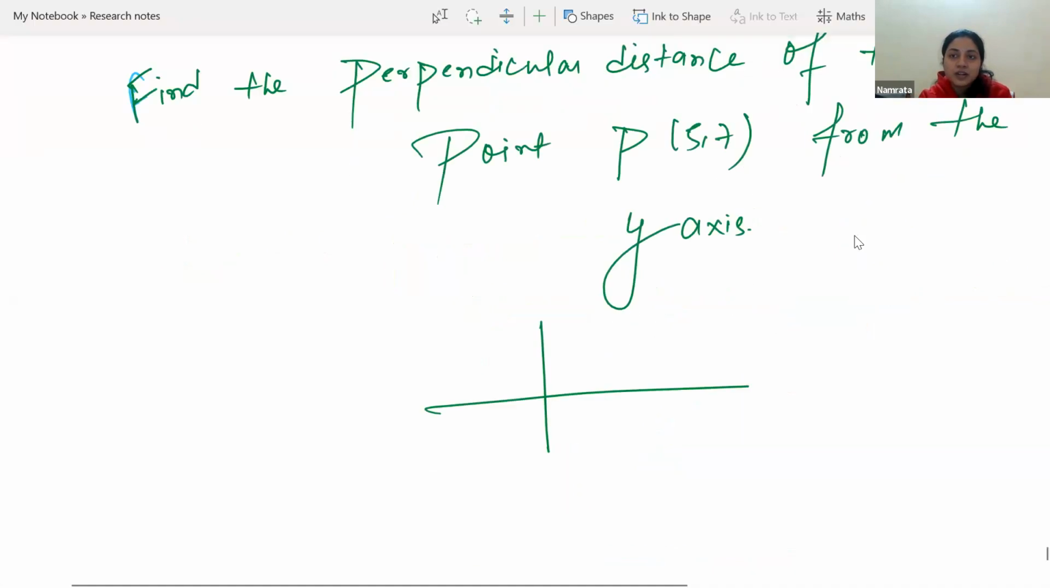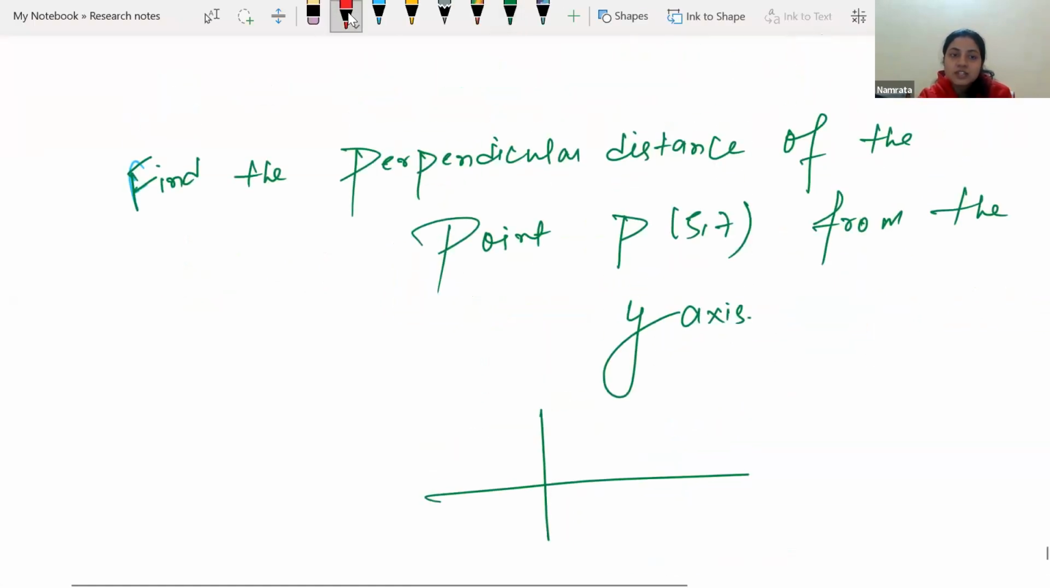Okay, let's do it. So this question says find the perpendicular distance of a point P. First thing first, we will locate point P. Point P, the x is 5, y is 7. X is 5, y is somewhere here, maybe 7. So this is point P, where x is 5, y is 7.